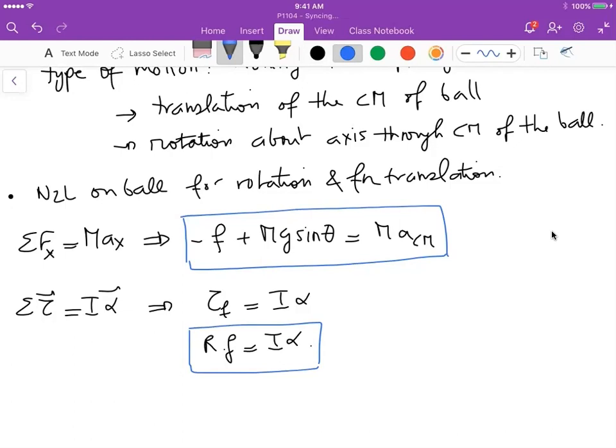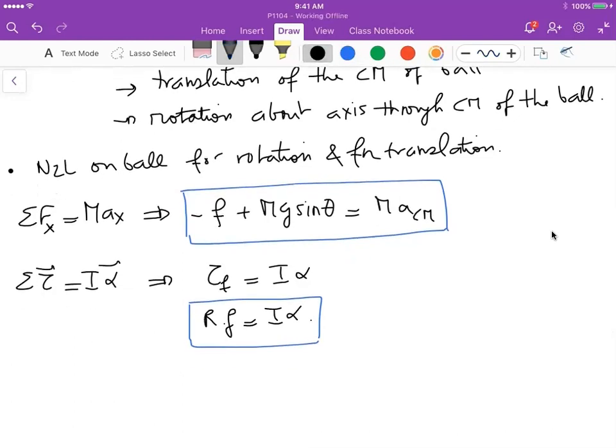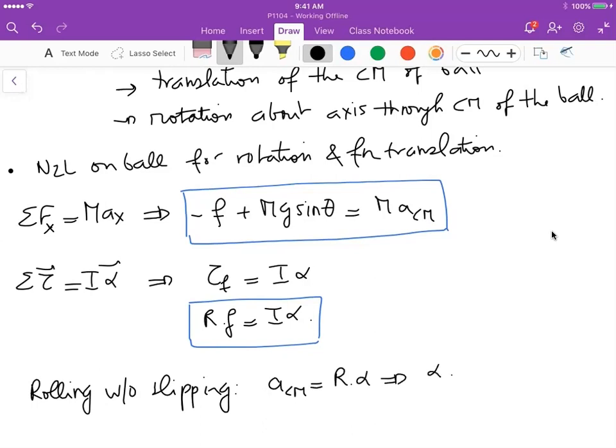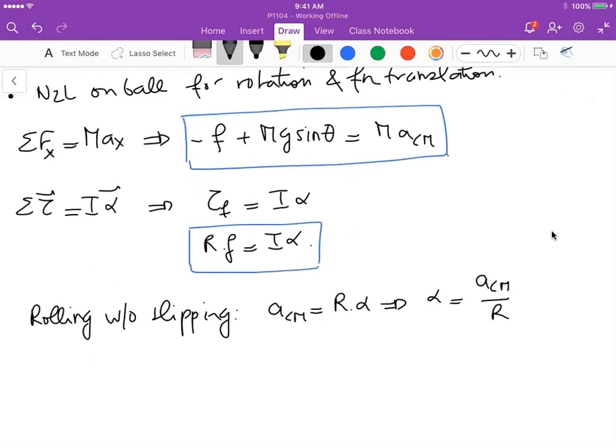So there is one important detail what we should never forget about when we are dealing or studying a rolling motion is that in this case we have rolling without slipping. لما نحكي عن rolling without slipping we have seen that the relation between the acceleration and the angular acceleration is given by A center of mass is equal to R times alpha. And so from here we can substitute alpha with the relation A center of mass over R. That's number one. And then don't forget that here the moment of inertia is the moment of inertia of the sphere with respect to the center of mass.